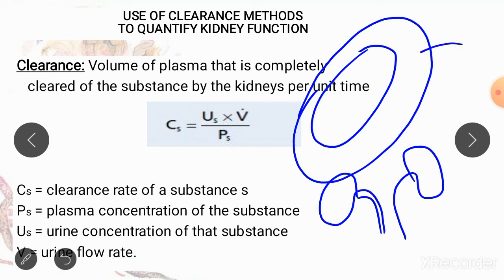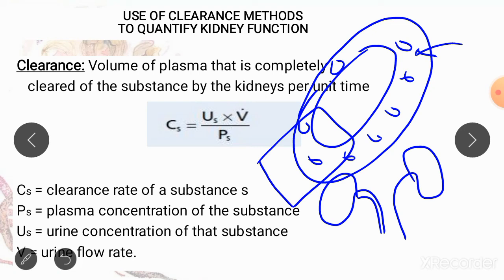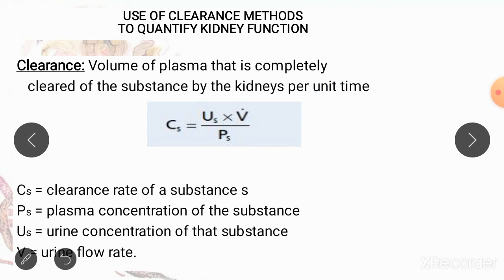Suppose you inject a substance into your circulatory system, and it is allowed to be equally distributed in your circulatory system. Then after a minute, you see how much of your plasma is now free of that substance, and this is known as the clearance of that substance per minute. And how can you calculate it? It is a very simple formula.